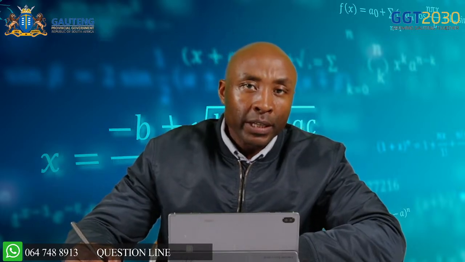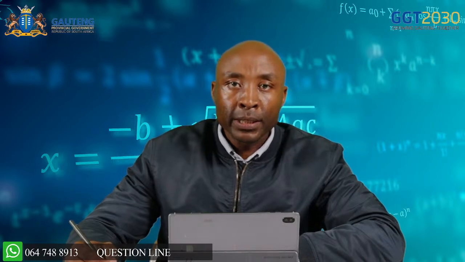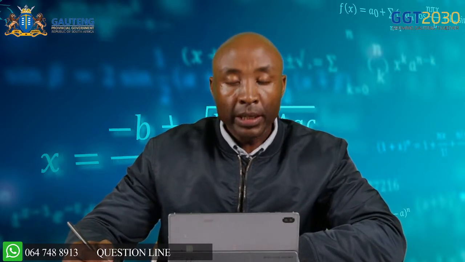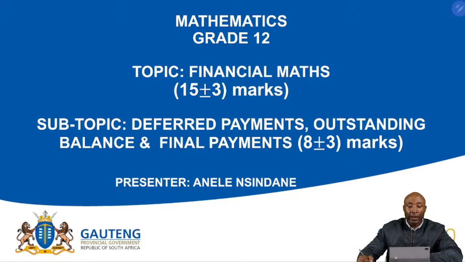Our lesson for today is a continuation of financial maths from last week, and today we are going to look at deferred payments, outstanding balances, and final payments. This part contributes about 8 plus minus 3 marks in our final examinations, and we know that financial maths contributes 15 plus minus 3 marks, and these are easy marks that we should get in our final examinations.